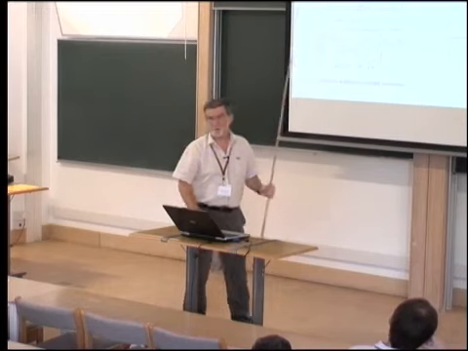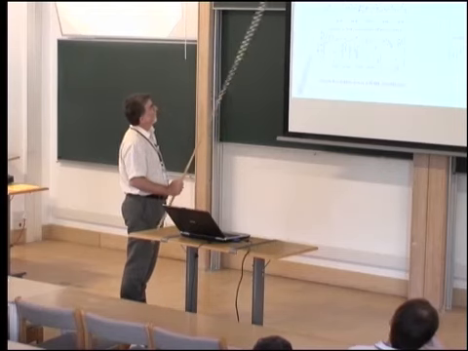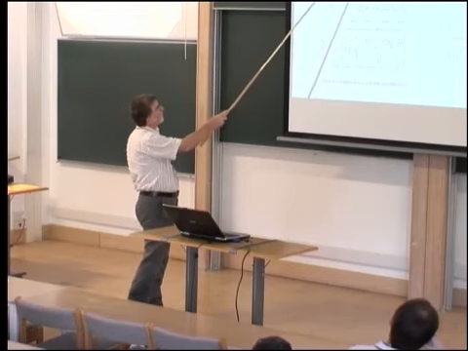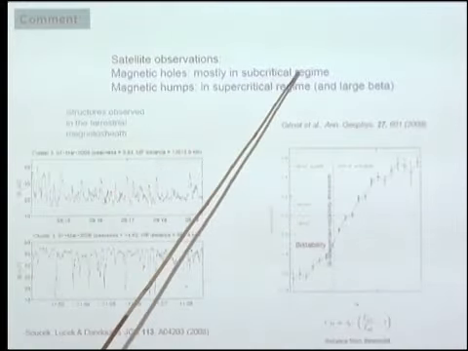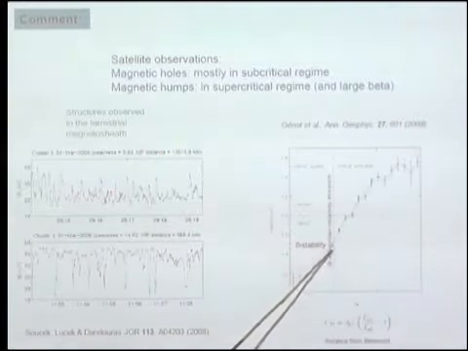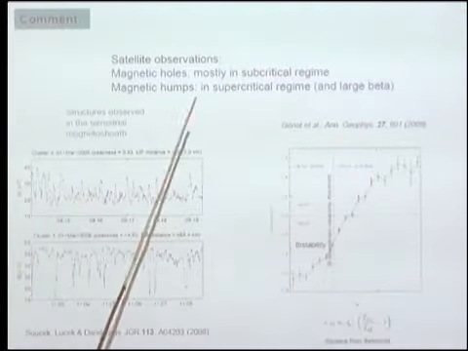So this is now to show, are there always holes? Actually, no. The satellite observations first show that the magnetic holes are mostly in subcritical regimes, basically in the regime below the threshold. This is the threshold of the instability. This is the skewness of the fluctuations, which we actually measure.